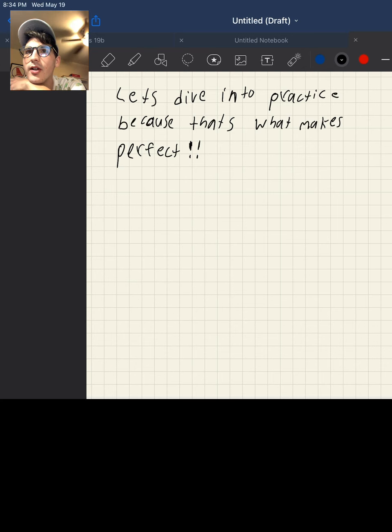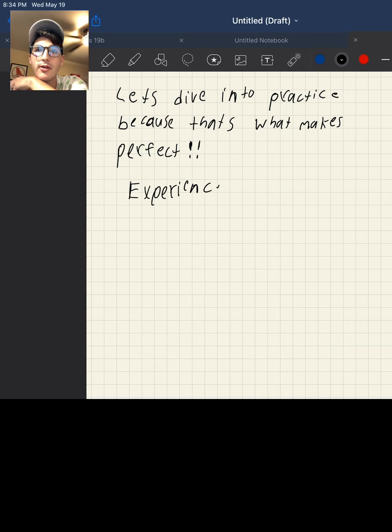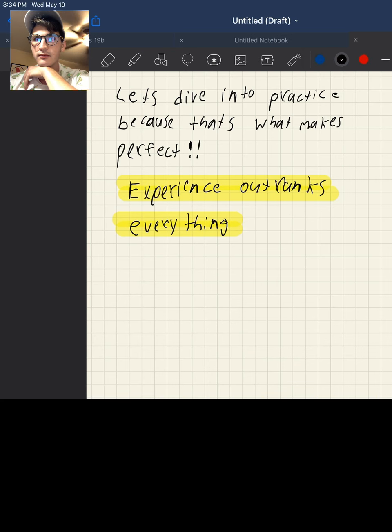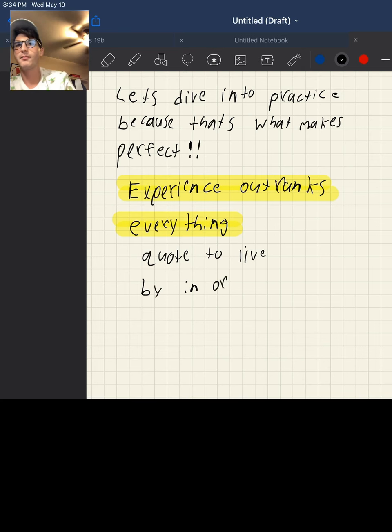I'm going to quote for you guys, because resonance is the first thing you're going to learn in Organic Chemistry 1. It's the simplest thing you're going to learn. And I think experience outranks everything. So if you learn this skill, you're already setting yourself up for success. If you blow this skill off, you're already setting yourself up for failure. So let's set ourselves up for success, guys. This is the quote to live by: experience outranks everything. Great quote. Okay, let's get into practice problems.